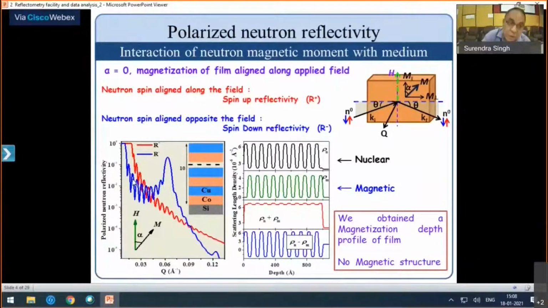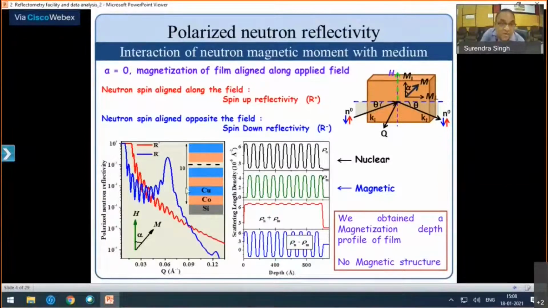Sometimes contrast doesn't allow you to see these kinds of oscillations, but if you see them and you can count them, then you will come to know how many layers you have in your multilayer. In this case, there are n minus 2 equal to 8, so n equals 10 bilayers. So from this, we can visually see, okay, there are 10 bilayers in this multilayer.